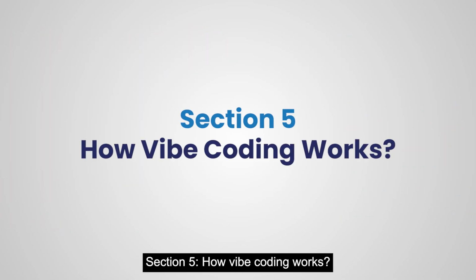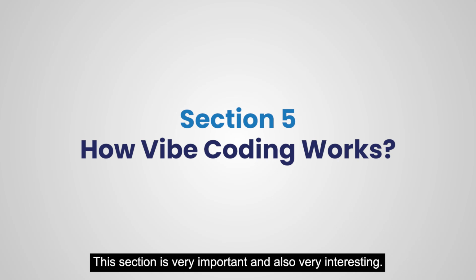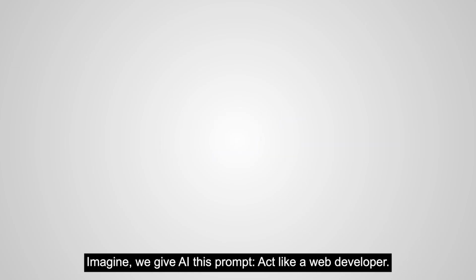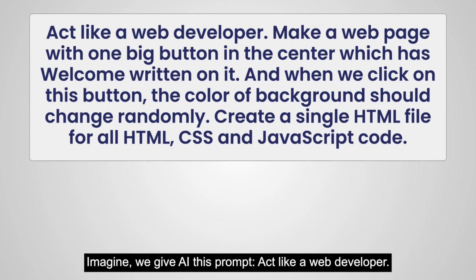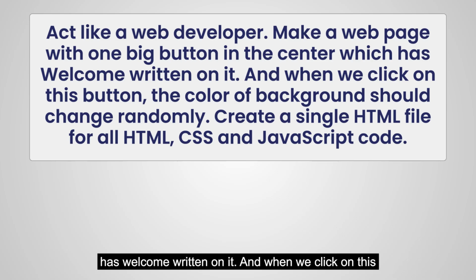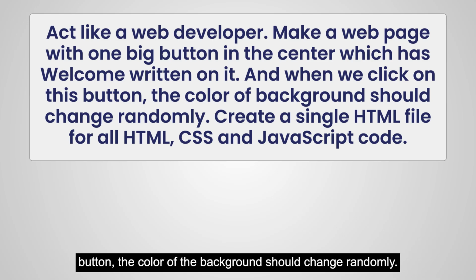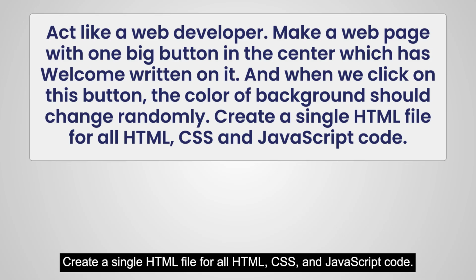Section 5. How vibe coding works. Students, pay attention. This section is very important and also very interesting. Imagine, we give AI this prompt. Act like a web developer. Make a web page with one big button in the center which has welcome written on it, and when we click on this button, the color of the background should change randomly. Create a single HTML file for all HTML, CSS and JavaScript code.